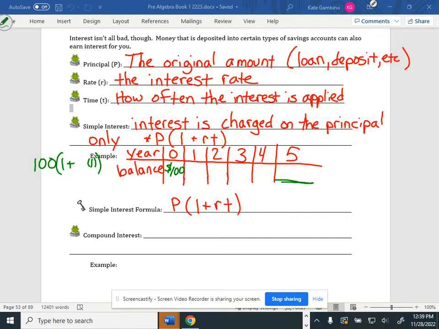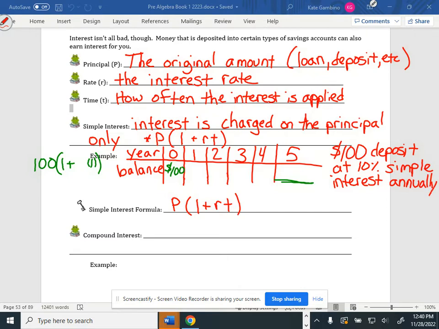Oh, I didn't give us all the information because I got confused with the formula being in 2 spots. So we have a $100 deposit at 10% simple interest annually. Oh, this makes so much more sense. Now we have all of our information. Whew, forgot to write down the problem.